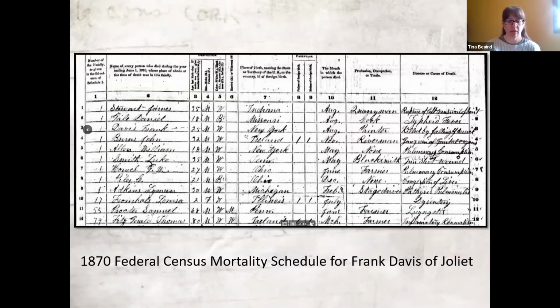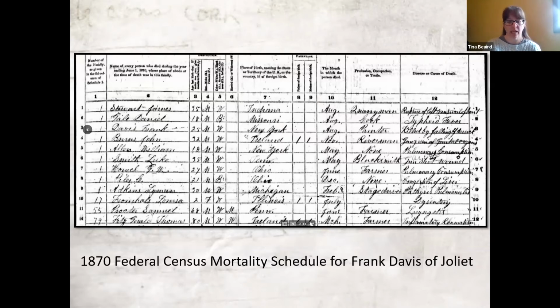Here's an example of a mortality schedule. This one's for Frank Davis of Joliet. This is 1870. Frank is the third one from the top. It tells me that he was born in New York, that he died the previous August, that he was a painter, and that he was killed by falling off of the derrick. So he had been painting, he had lost his footing, and he had fallen off.